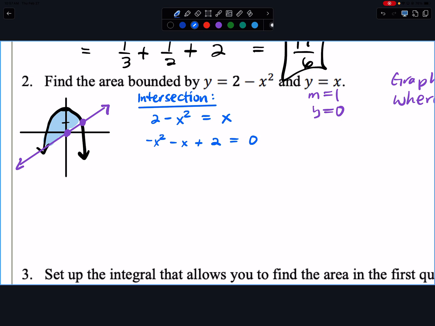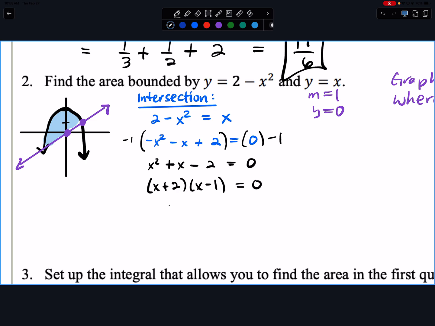Because maybe this factors, it does. In case it factors, I would really like this to be a positive. So what I could do is just multiply everything by -1. So I'm going to get x squared plus x minus 2 is equal to 0. Factor. So we get (x plus 2)(x minus 1) is equal to 0.